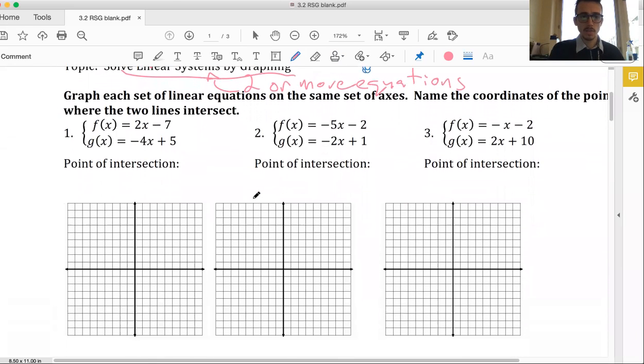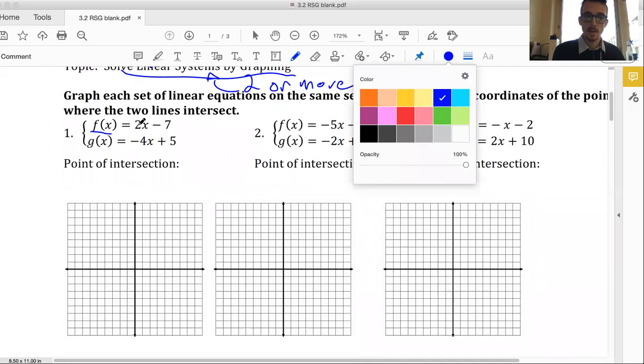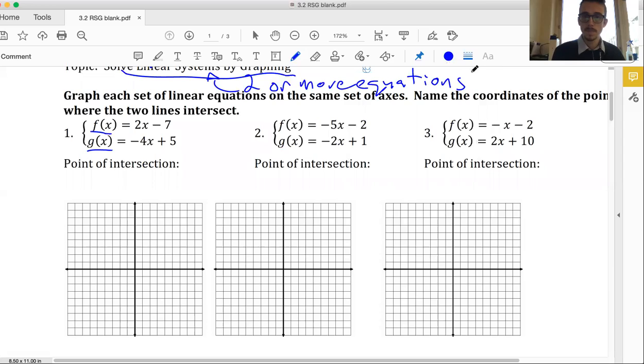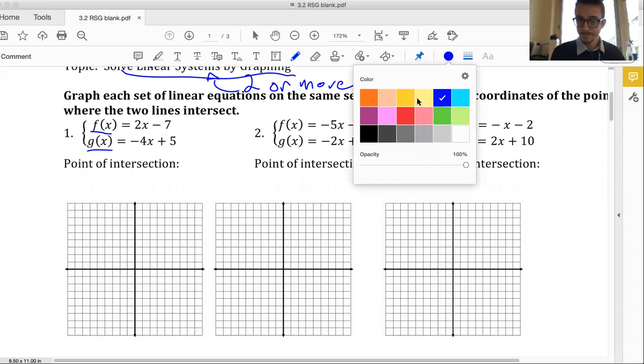So we are given this first, what we call a system, where we have f of x equals 2x minus 7, g of x equals negative 4x plus 5. We have one equation and we have a second equation. Notice we have two equations and we're really just graphing them out on the same plane. That's it. And hopefully they intersect. Maybe they won't, but let's do this thing.